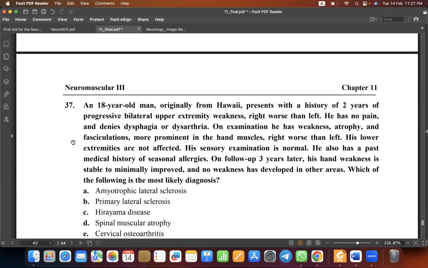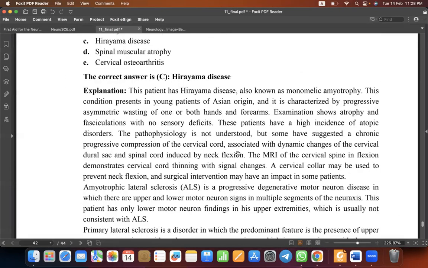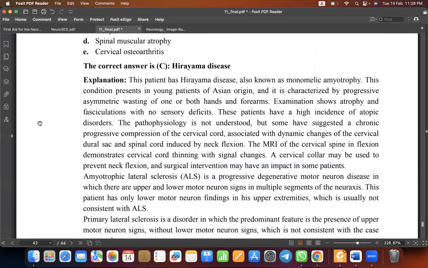Whenever there is this typical scenario, Asian origin, atopic history, some cord involvement, and it stops, this is typical Hirayama disease, which we can also call monomelic amyotrophy, a condition involving people of Asian origin. There is progressive wasting involving one or more hands and forearms. The examination shows atrophy and fasciculation with no sensory deficit. These patients have a high incidence of atopic disorder. So this is very important.